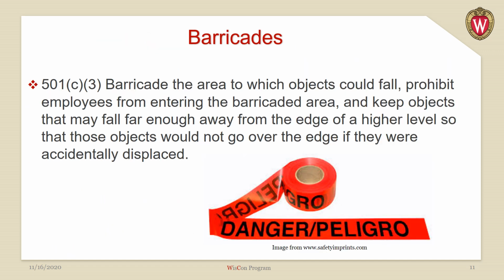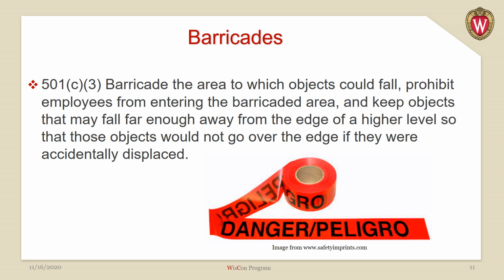The third option is described in 1926.501(c)(3). Barricade the area to which objects could fall, prohibit employees from entering the area, and keep objects that may fall far enough away from the edge of a higher level not to go over the edge if they are accidentally displaced. Hazardous construction areas or activities should be clearly identified and protected by the performing contractor. Red danger tape should be used where access is restricted. Caution tape is generally taken to mean enter with caution. Train workers to understand how barricade tapes are used at your site.